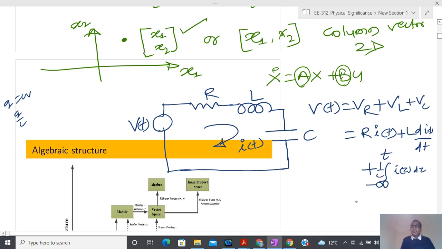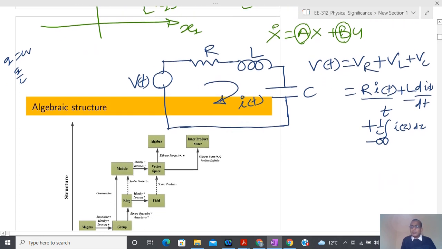Anyone has confusion on this modeling by first principle? I have just written all kinds of laws, and here I have used Kirchhoff's voltage law. Now here you can see that I have some kind of integral term. But whenever we are representing any system in a state space form, at that time we are not involving any integral term, and due to that reason I am going to take the first derivative.